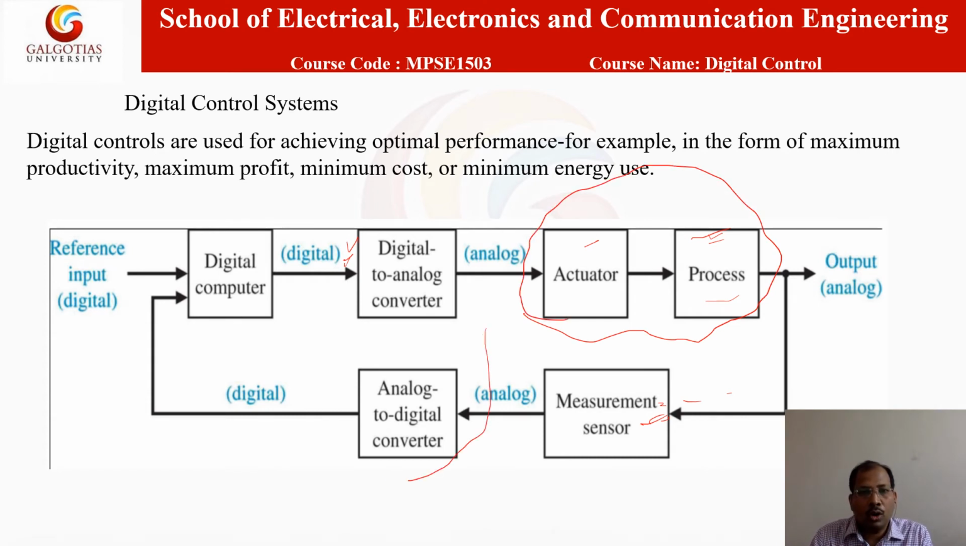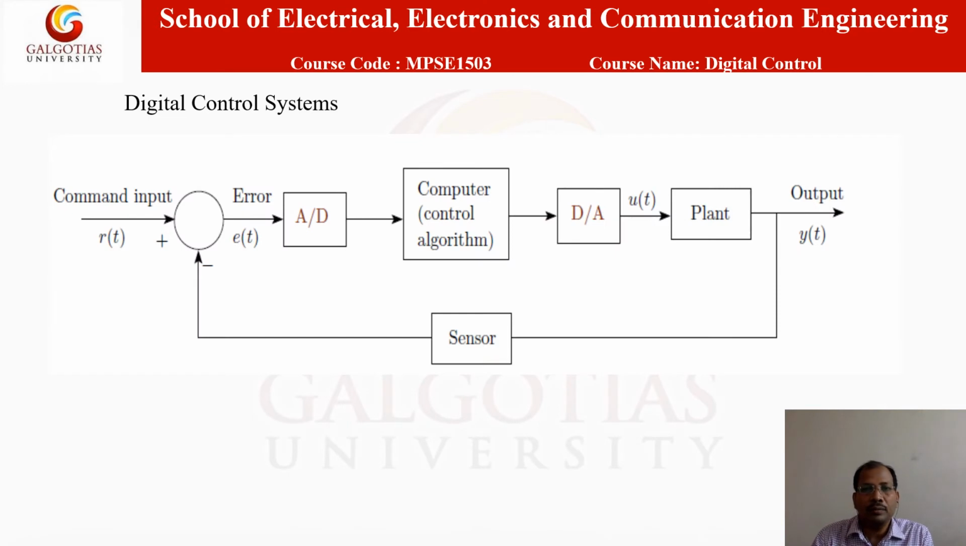These processes act in the continuous domain, and this process acts in the digital domain. Digital controls are used for achieving optimal performance, because in digital form we can solve complex problems easily and within time. So a continuous process we can convert into digital, design the controller, and this controller signal is again converted into analog form and then applied to the system. This is the example, and there is another representation of this.